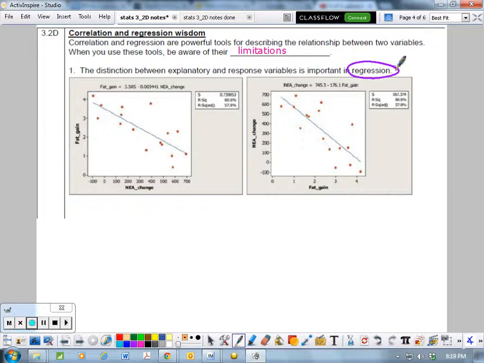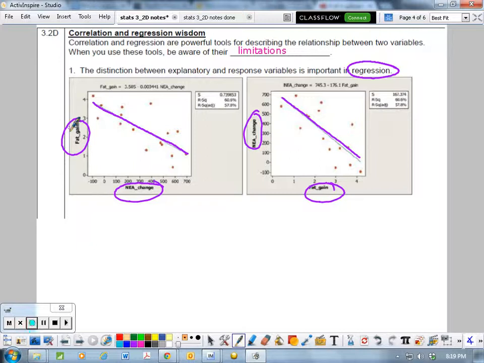explanatory variables and response variables are really important. Making sure you have the right thing in the right spot, because we do get different equations. So when we're looking at this equation versus this equation, they're very different because these have been switched around.